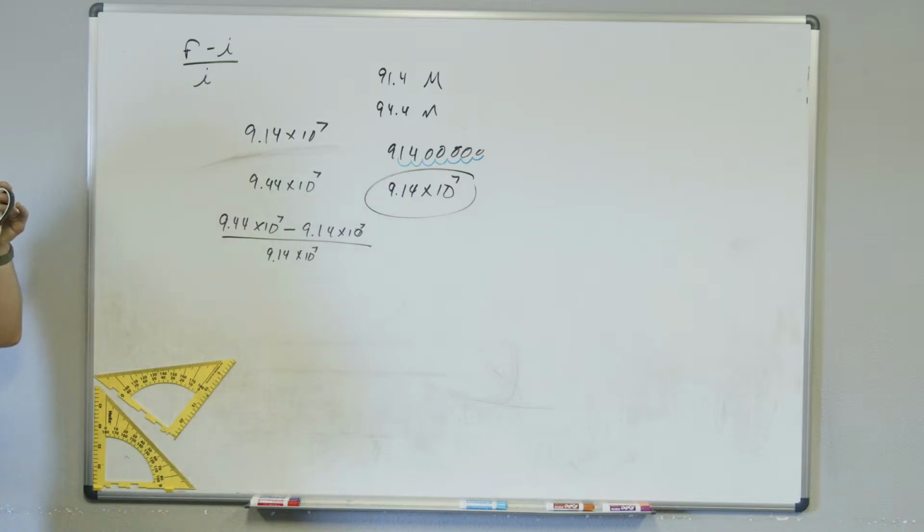Okay, now what? Well, we should subtract first, right? What is 9.44 times 10 to the 7th minus 9.14 times 10 to the 7th? 0.30. No. But kind of. Sort of. What'd you say?